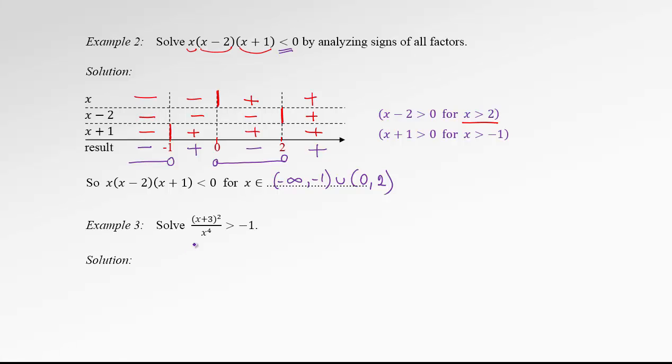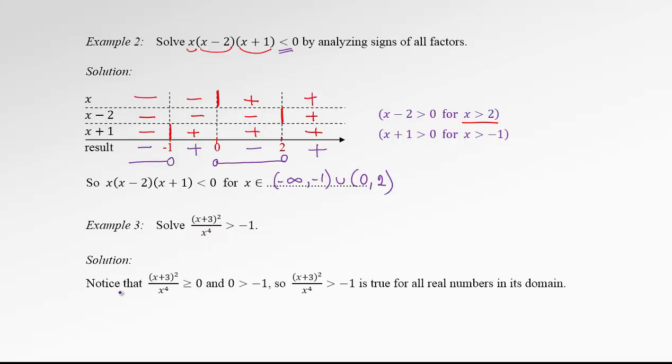Let's try the next example, a rational inequality. First, let's observe that the left-hand side of this inequality is always positive or zero, never negative, just because we are squaring or raising to the fourth power. So we can notice that the left-hand side is always bigger or equal to 0 in its domain. That means we consider only the x values for which the expression can be evaluated.